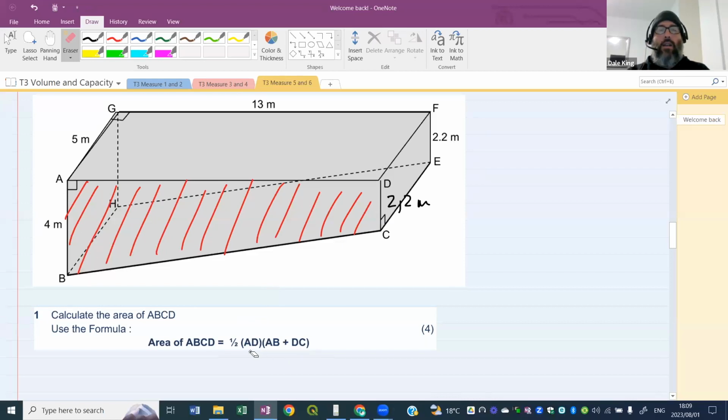So AD, you need to put in AD. All right, the top is obviously a rectangle, so the AD must also be 13. We need AB, which is on the side here. And we need DC, which is on this side over here. Okay, so we're going to sub in those values and get an answer.